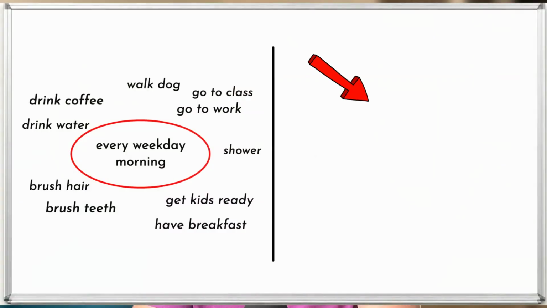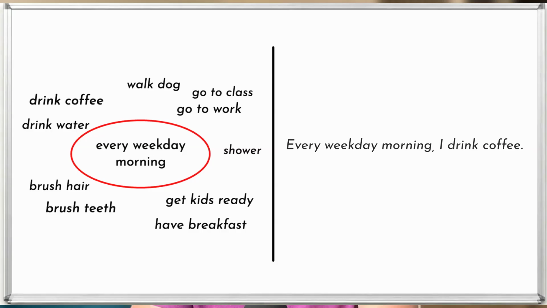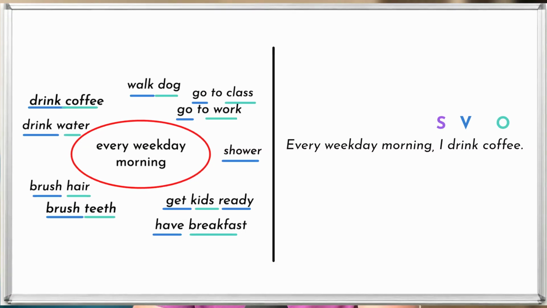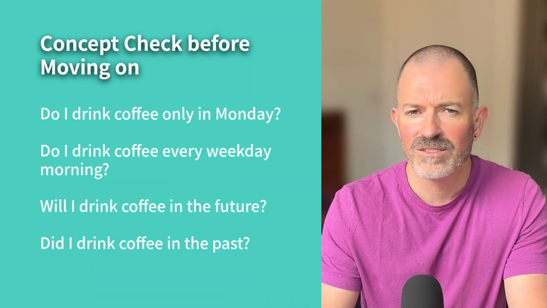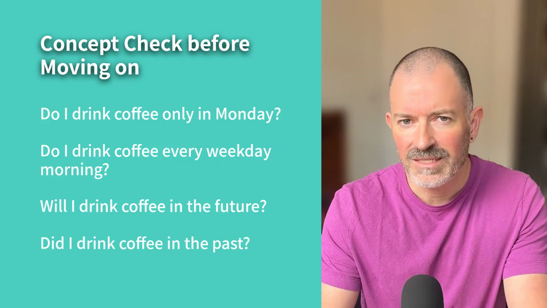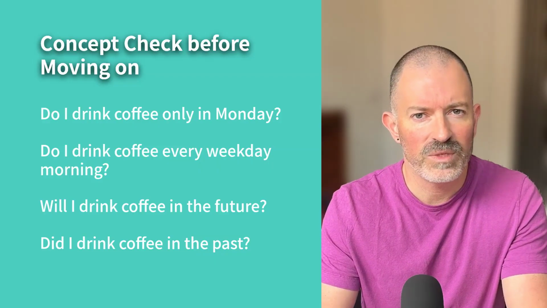So now I move over to the right-hand side of the board and I write, every weekday morning, I drink coffee. Then I highlight the structure. So I is the subject, drink is the verb, and coffee is the object. I explain that this is the present simple. We use it to talk about our routines and things that generally happen. I'll concept check again with questions like, so do I drink coffee only on Monday or do I drink coffee every weekday morning? This helps students understand the meaning, not just the form.